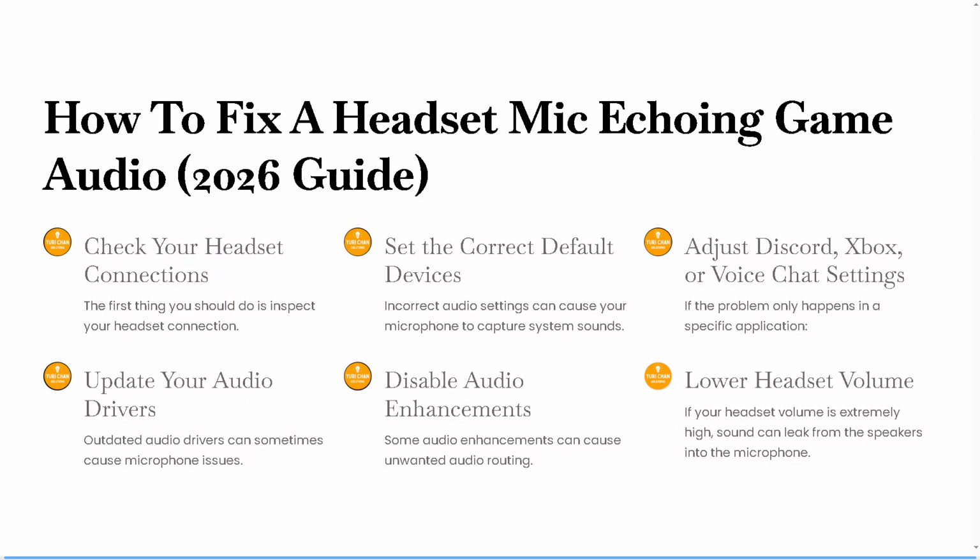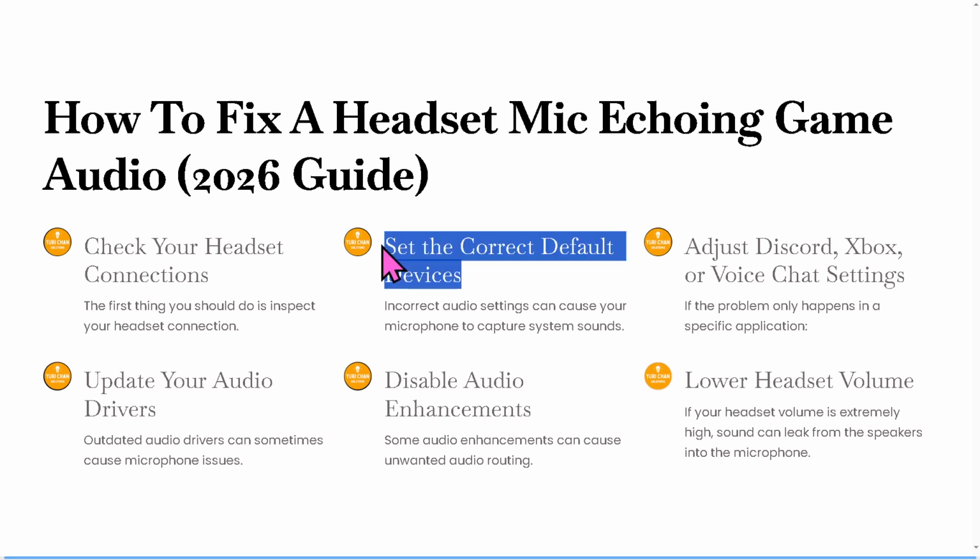And you want to make sure to set the correct default devices. Incorrect audio settings can cause your microphone to capture sounds, so I want you to right-click the speaker icon in the taskbar, select sound settings, and then under the output section, choose your headset speakers. Under input, select your headset microphone. Make sure Windows isn't using another microphone or audio device by mistake. After making the changes, test your microphone again.